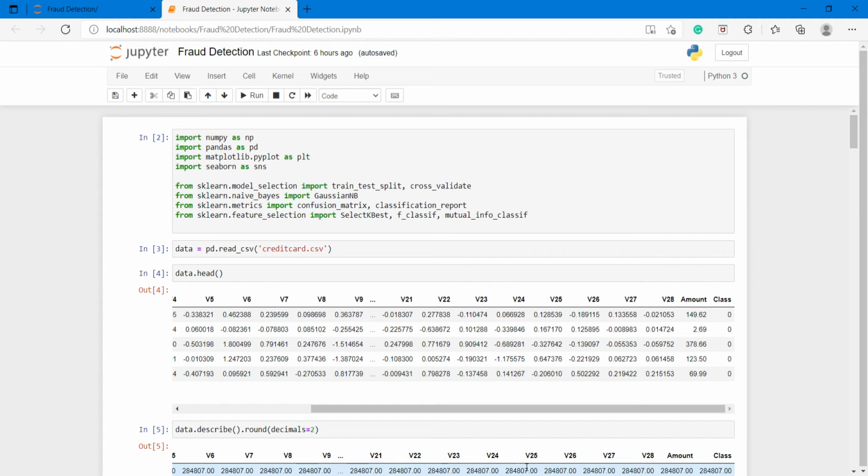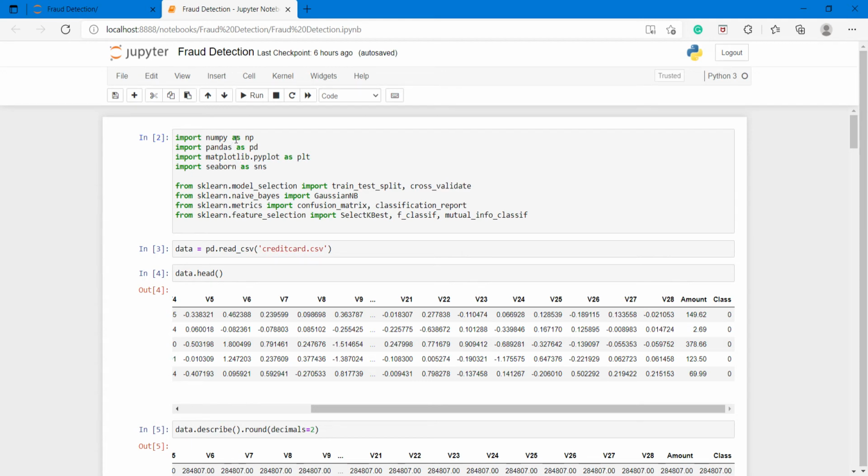The strategy that I followed is, first I'll be finding the best features from the data, and then I'll be splitting the data into testing and training data. I've used the Gaussian Naive Bayes algorithm, where we can train the model using the cross validation technique, and then we'll be classifying the transactions in the test data. So the required libraries that have been imported are NumPy, Pandas, Matplotlib, and Seaborn.